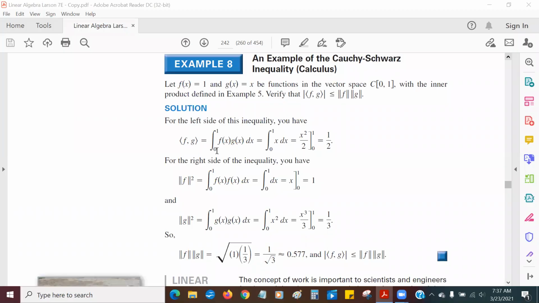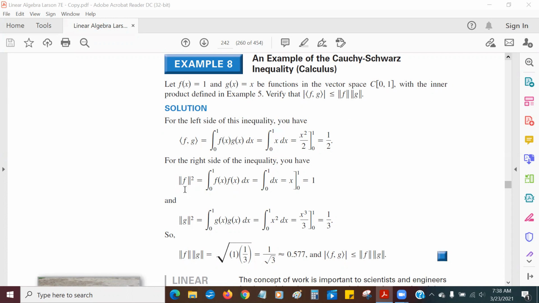The inner product of f and g is going to be the integral from 0 to 1 of the regular product f of x times g of x. In this case, it's just the integral from 0 to 1 of x, because it's 1 times x, and that's equal to x squared over 2, evaluated between 1 and 0, and that gives me 1/2. There you go.